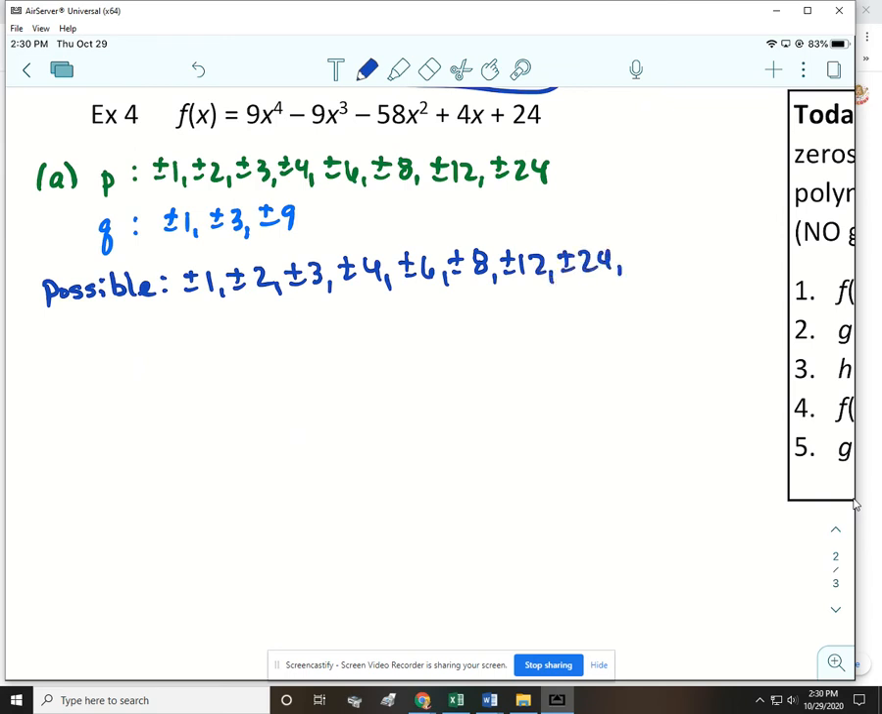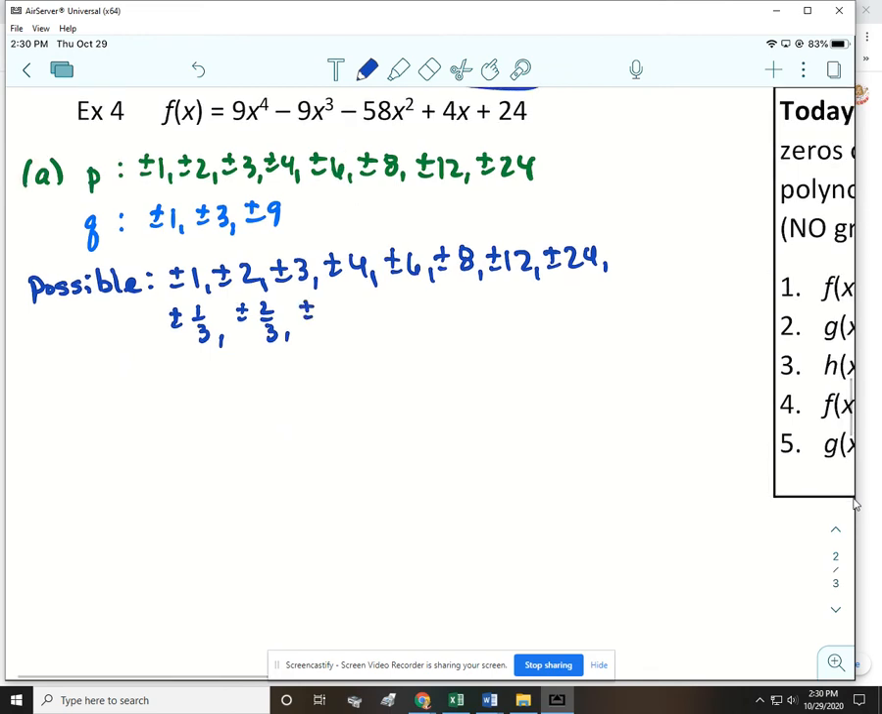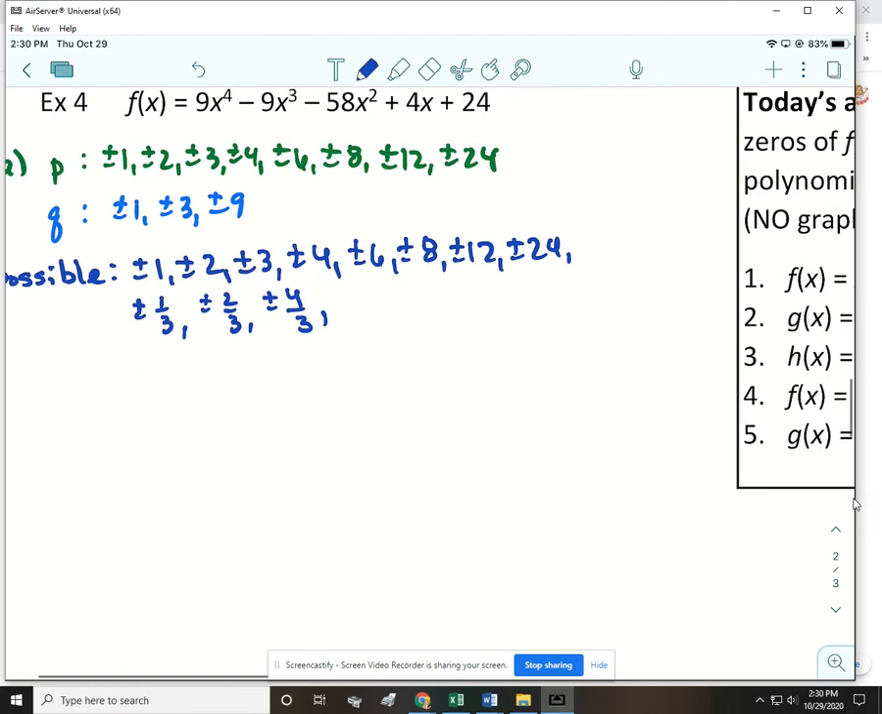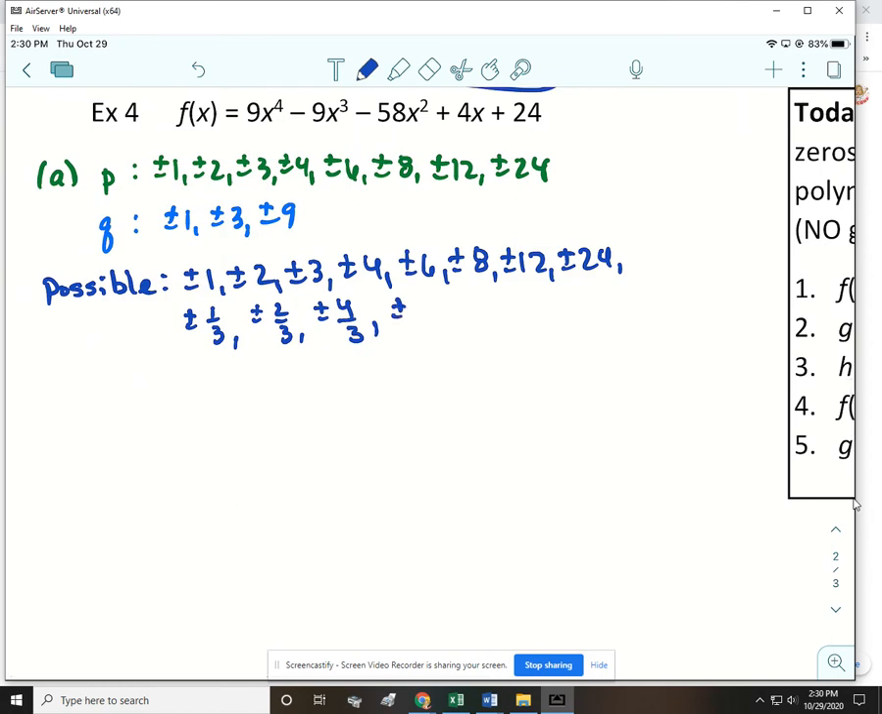All right, and then we'll put each one of those over 3. When we put 3 over 3, it's 1, which is already in the list. So we move to 4. When we put 6 over 3, it's 2, which is already in the list. When we put 12 over 3, that's 4, which is already in the list. And then when I put 24 over 3, that is 8, which is already in the list. So we're done with 3, and we'll go to 9.